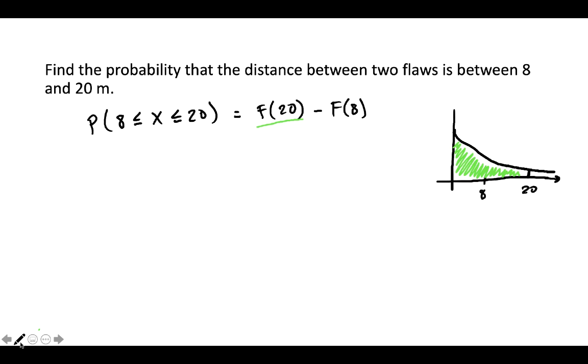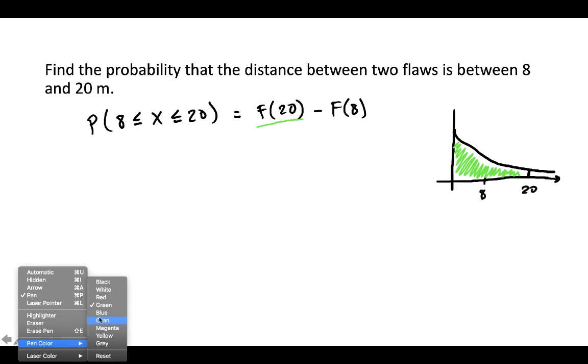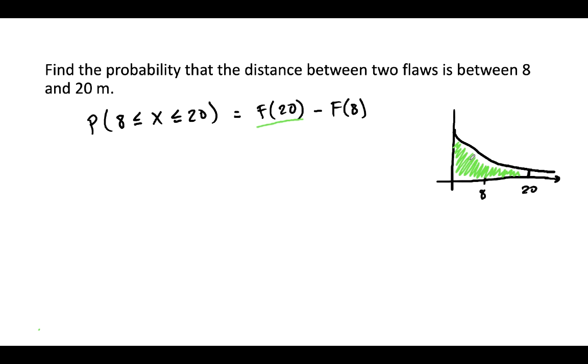And then what I'm doing when I'm subtracting F(8) is subtracting this area under the curve up to 8. And so that's this part. And so what I'm left with is what I want. Let's put that in red. So what I want is this red part. I had this green part, the whole thing, took away the blue, and I'm left with the red. So that's a graphical interpretation of what's going on here.